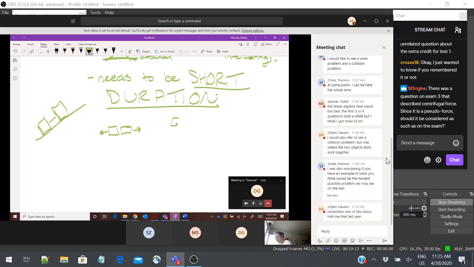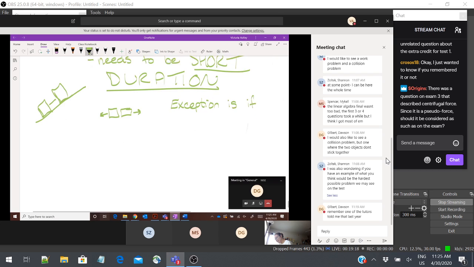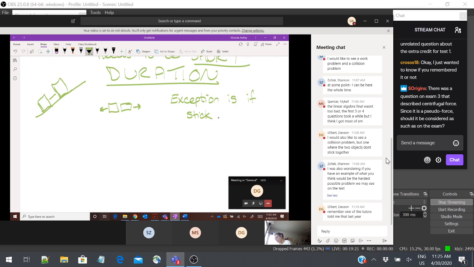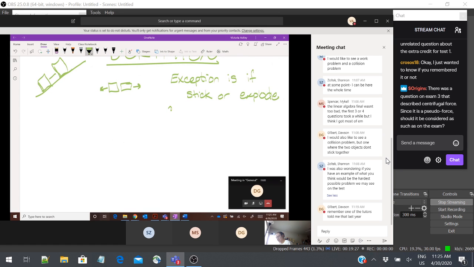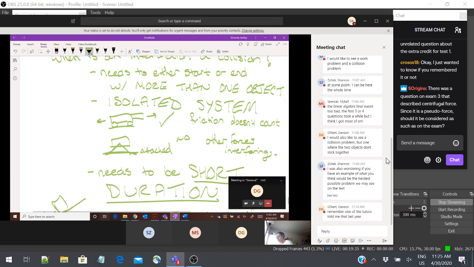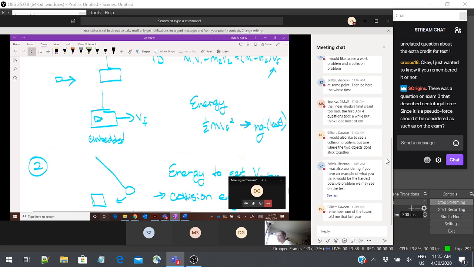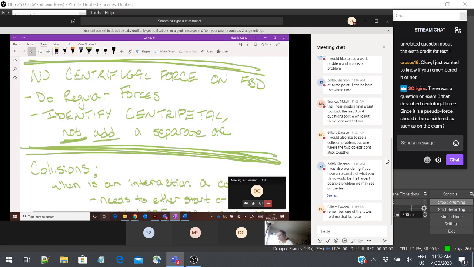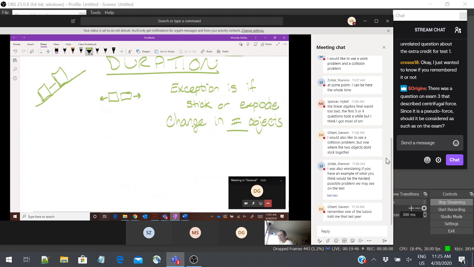Now, the one exception here is if they stick together or explode, right? So this means there's a change in the number of objects. For example, this pendulum, well, the bullet's stuck in the block. That's not short duration, that's long duration. They're literally stuck together. That's the exception, so you have to treat it as a collision. Okay, so this all hopefully makes sense.